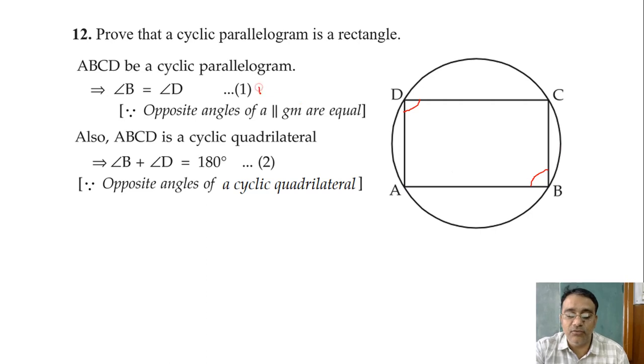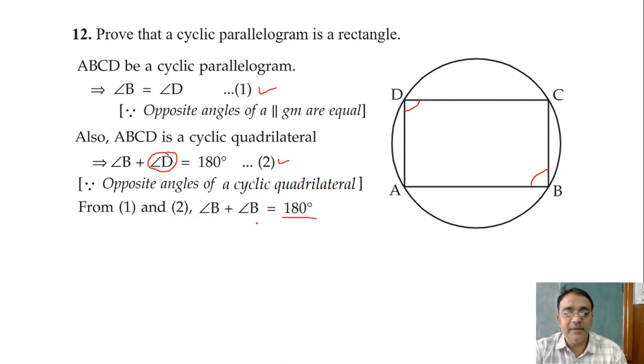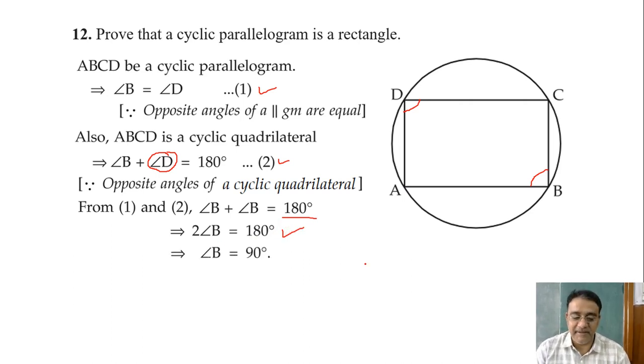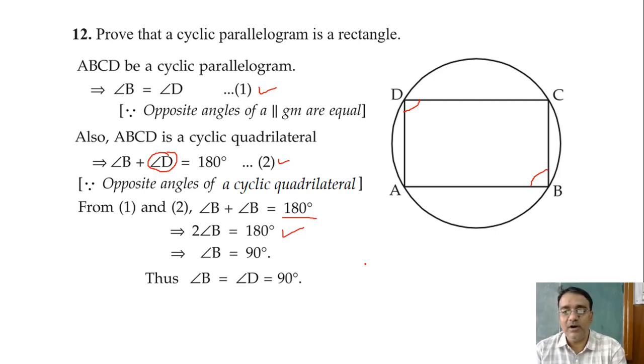Now from equation 1 and 2, what we can do, angle B we can substitute here. So we'll get angle B plus angle B is equals to 180 degree. So 2 times angle B is equals to 180 degree. So angle B will be equals to 90 degree. Now angle B और angle D दोनों equal है तो दोनों 90 degree हो जाएगा. Now a rectangle is a parallelogram in which one of the angle measures is equals to 90 degree. So हम लोग को एक angle मिल गया. So we can conclude that ABCD is a rectangle. Any doubt?